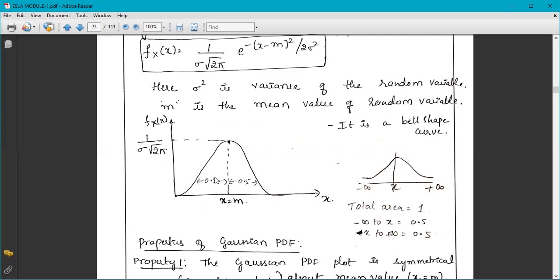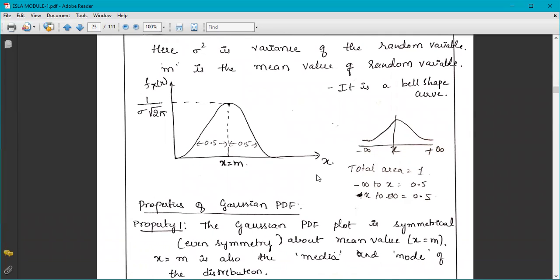The complete probability is always 1. The maximum probability is always 1. If this line gives the mean value, then on the left side we are left with 0.5 and on the right side we are left with 0.5. By combining both, we get 1. The maximum probability is 1. This is the bell-shaped curve. This is the Gaussian distribution.